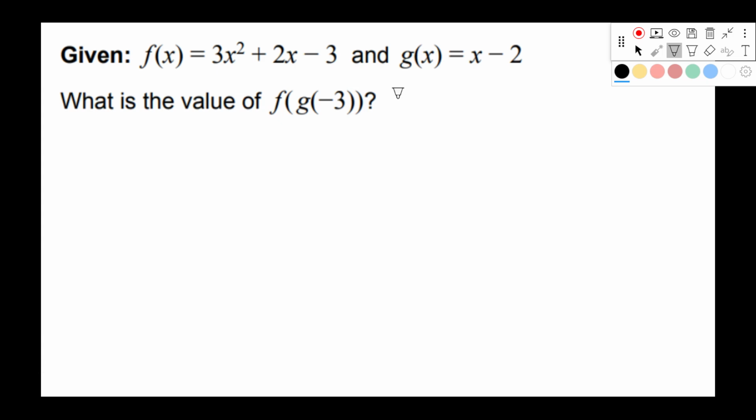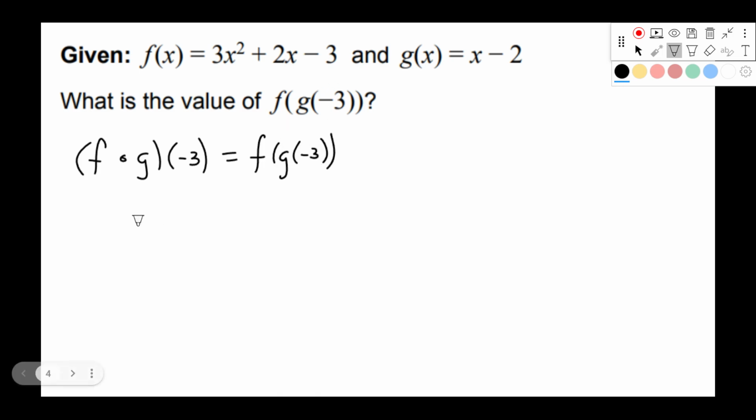All right, same idea. What's the value of f of g of negative 3? Note you could also see it written like this, f of g of negative 3. But it's much more convenient to work with the notation that you have here and the one on the right. So the first thing we're going to do is look inside the parentheses. That's g of negative 3. Let's calculate g of negative 3. We're using g of x equals x minus 2. Put negative 3 in there for x. That gives me negative 5. So g of negative 3 is negative 5.